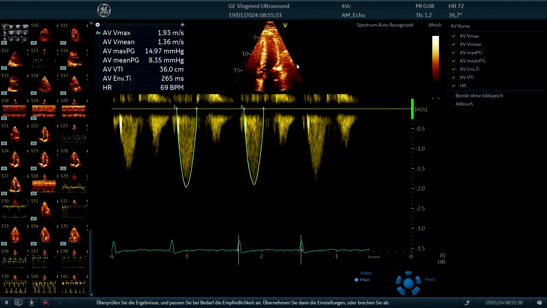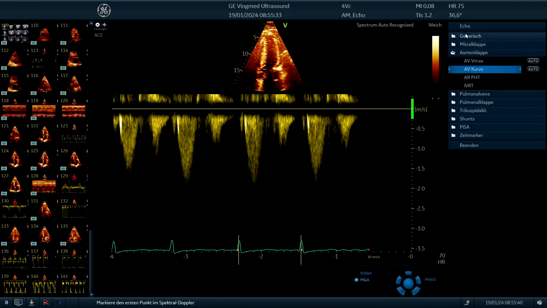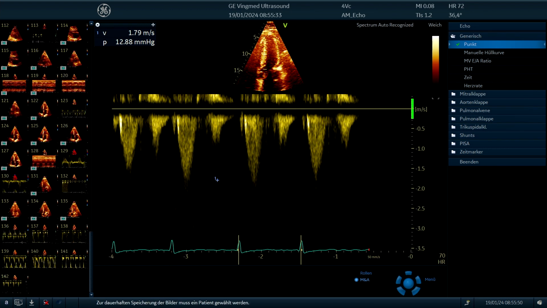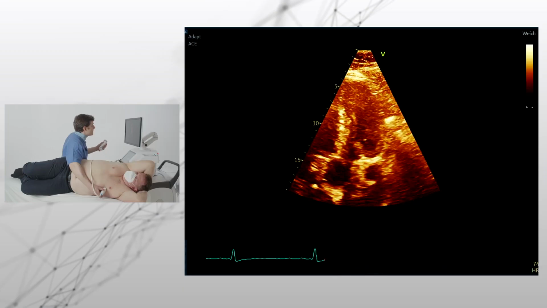There are already measurements, but the automatic measurements I don't want to do now. I simply want to see how high is the gradient. It's in between probably 12-13 millimeters of mercury. So this is not a high gradient. We will measure everything after we do the scan, but what we want to do additionally is we want to stress the patient a little bit.